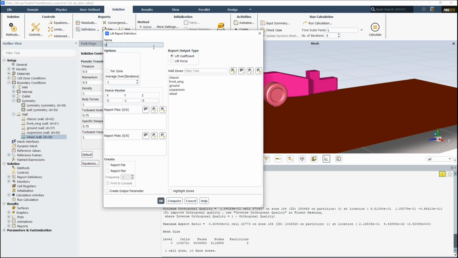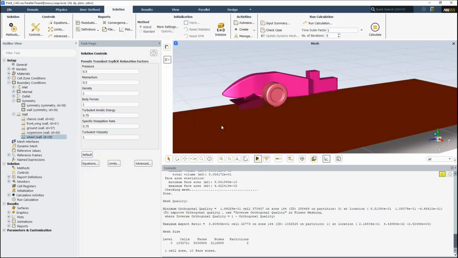In this case, we're looking at downforce. So we want it in negative y, lift force on everything but the ground. So we're looking at the force, this summation of the forces on the wheel, suspension, front wing, and the chassis. And we're going to do a report plot and print to console with that one as well.